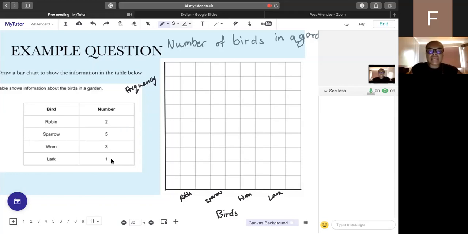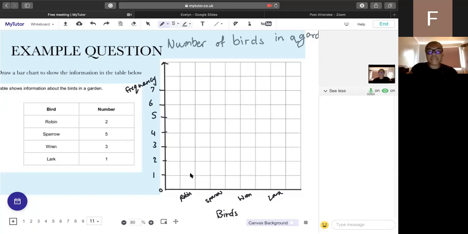And frequency, now the minimum is 1, the maximum is 5. So the best thing to do is just go up in ones. It'll be very easy to tell. So you've got 0, 1, 2, 3, 4, 5, and I would say this is enough to draw as well. So that's perfectly fine. Our scales are fine. We've labeled our graph and we've labeled our axes. The last part to do is actually draw the bars on the bar chart.